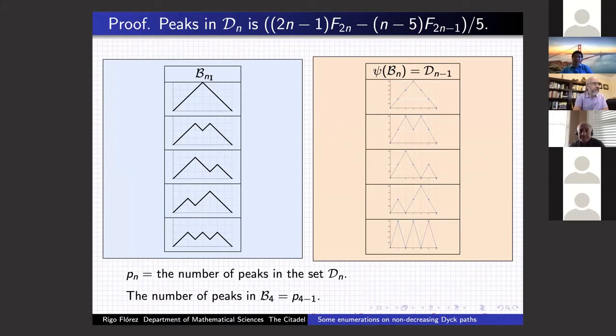And this variation just sends B_N into the previous set of non-decreasing Dyck paths. So instead of counting the peaks here, we are going to count the peaks here. Let P_N be the total number of peaks in D_N. Because of this variation, now we know how many peaks are there here: it is P_{N-1}.